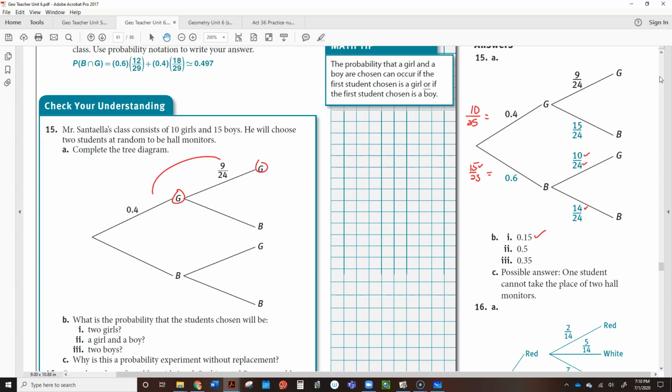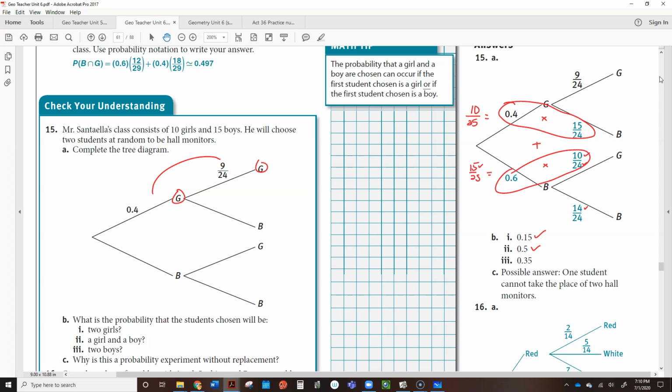A girl and a boy. Well, you've got 2 ways to get a girl and a boy. You can do a girl and a boy this way, so you'd multiply these two together. Or you could get a boy and a girl this way, so you multiply those two together. So these two multiplied together and then added. That's going to give you the 0.5. Multiply 0.4 times 15 over 24. Multiply 0.6 times 10 over 24. And then add those two results together.